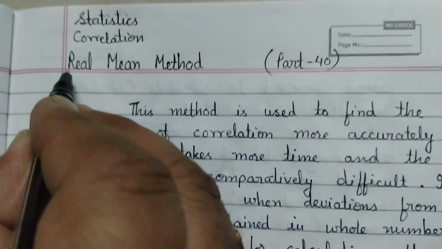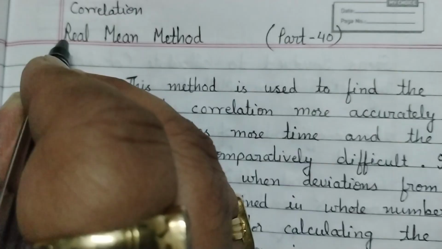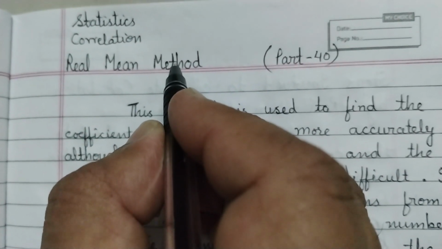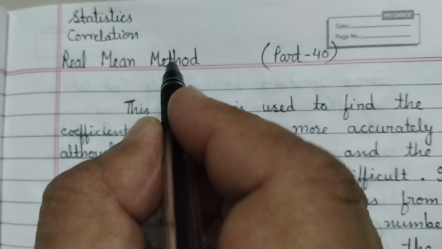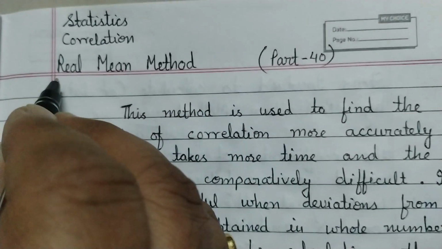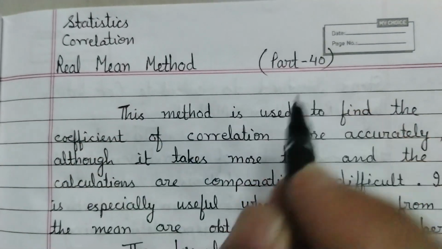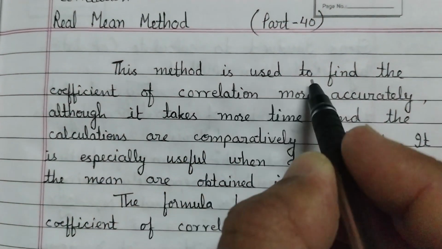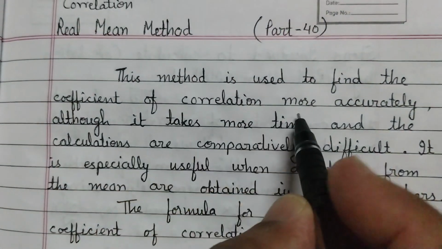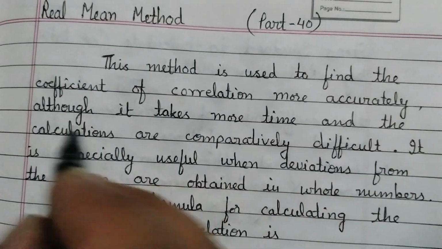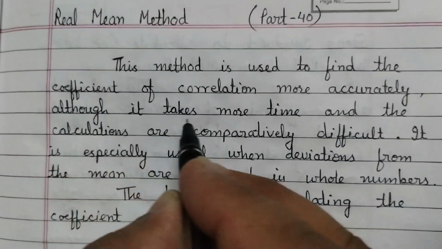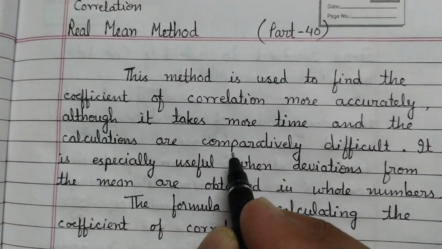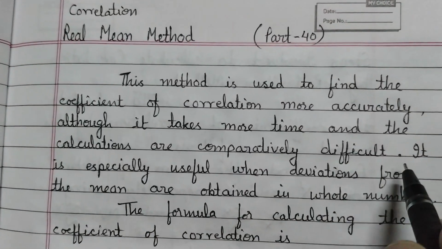Correlation. Real mean method. The topic name is real mean method. This is one of the main methods for finding correlation by the product moment method. This is part 40. This method is used to find the coefficient of correlation more accurately, although it takes more time and the calculations are comparatively difficult.